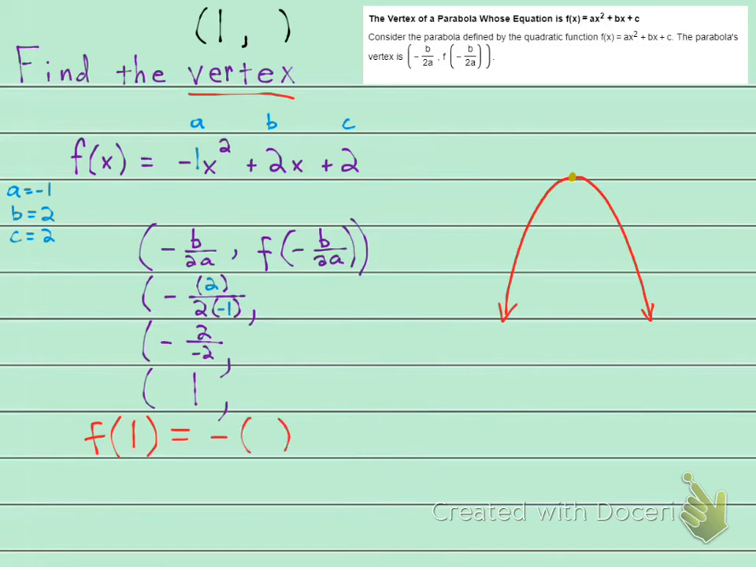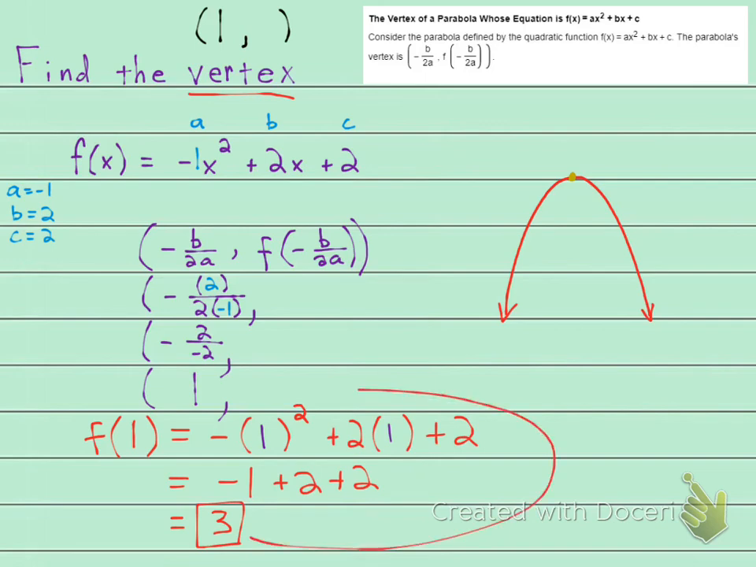So negative x squared plus 2x plus 2. I'm going to plug in a 1 everywhere I see x. So this is going to give me the opposite of 1 squared, which is -1, plus 2 times 1 is 2, plus 2. -1 plus 2 plus 2 is going to be 3. And that is the second part of my vertex. It's going to go right here. So the vertex of this parabola is (1, 3).